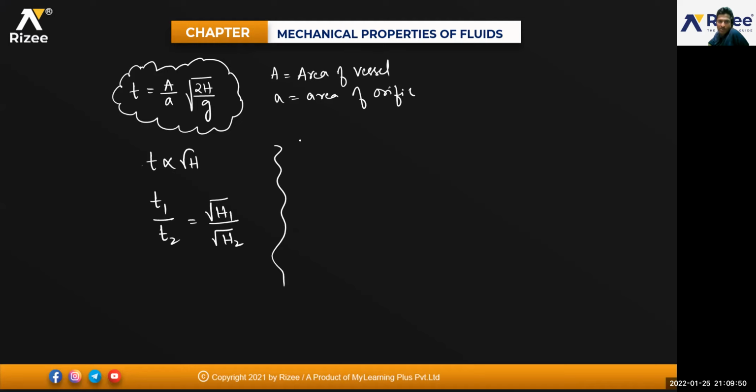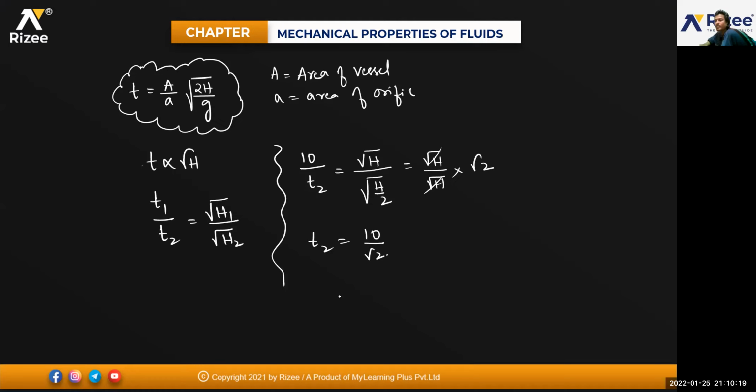So T1 is given how much in the problem? 10 minutes divided by T2, which we need, is equal to, it is emptying the tank right now, so the initial height is equal to H. Final height is H divided by 2. That means this will become root H divided by root H into, this root 2 will go up. So this one is root 2. Root H will get cancelled. So T2 will be equal to 10 by root 2, which is approximately 10 divided by 1.4, as the value of root 2 is 1.4.